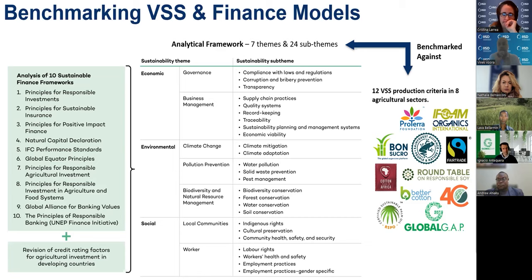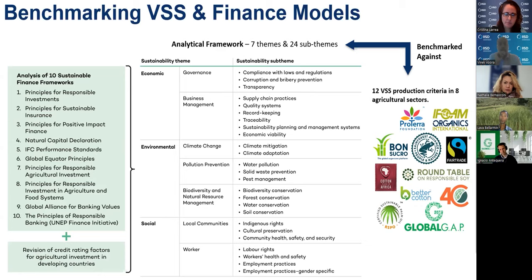The analytical framework we derived is comprised of 7 sustainability themes and 24 sustainability subthemes, broadly organized into economic, environmental, and social dimensions. The benchmarking results convey to what degree the VSS production criteria cover the analytical framework by assessing how fast farmers need to implement them for standard compliance, for them to be in compliance with a given standard. So for instance, 100% was awarded when a VSS requires the immediate implementation of a production criterion.